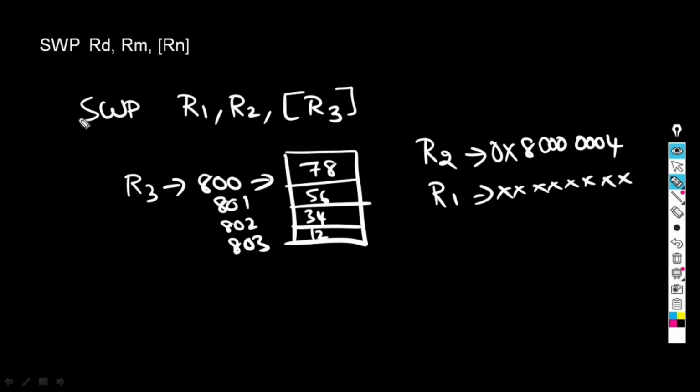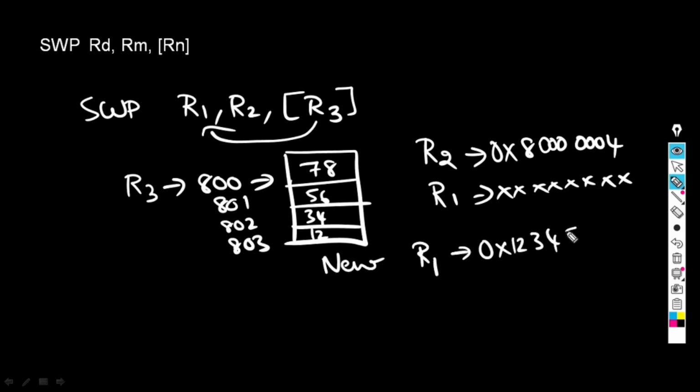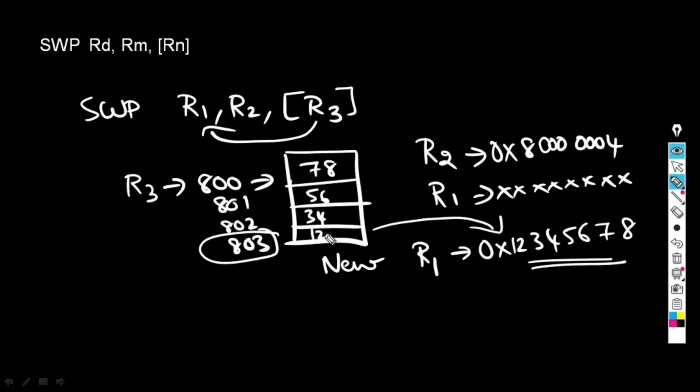Once this instruction is executed, R1 will get the value which was stored in the memory location pointed to by R3. So what is that value? This value. So the new R1 will be 0x12345678. How did I get this particular value? Because the highest memory location content should be placed as the most significant byte and the lowest memory location content as the least significant byte, because we follow the little endian system.